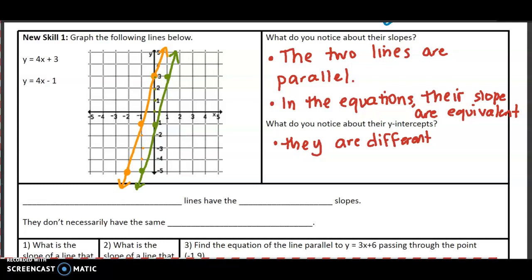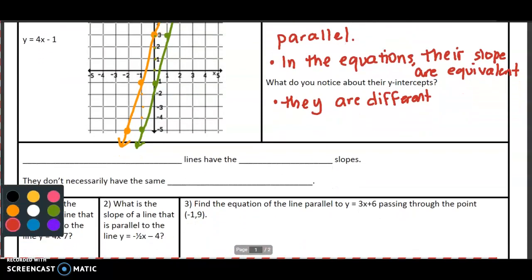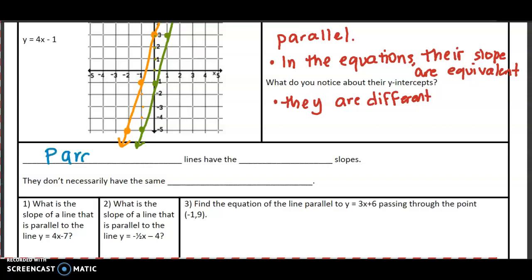All right. So what can we say as our general rule? Parallel lines have the same slope. They don't necessarily have the same y-intercept. If they did, then they would be the exact same line. So their y-intercepts should be different.